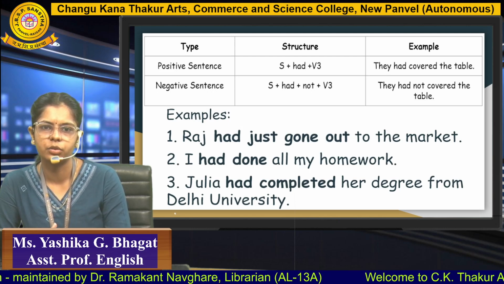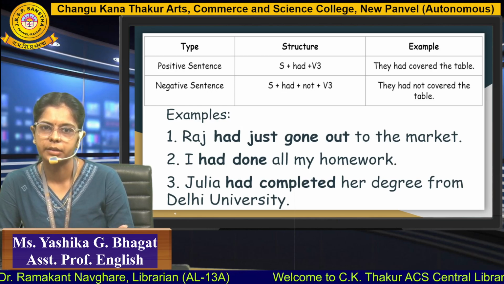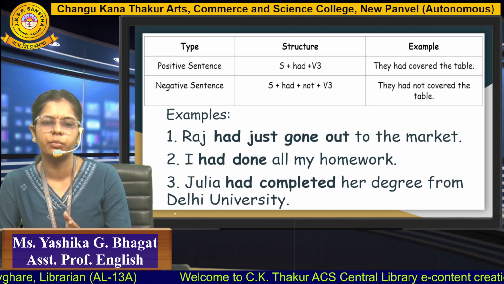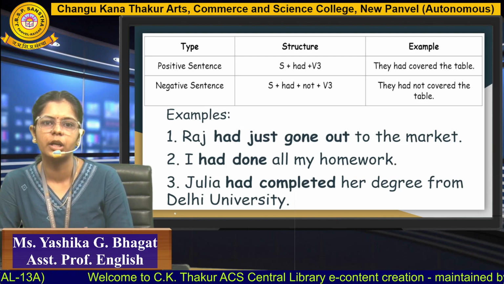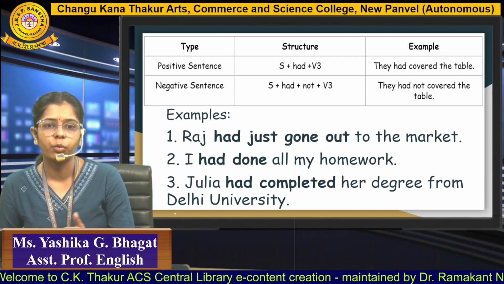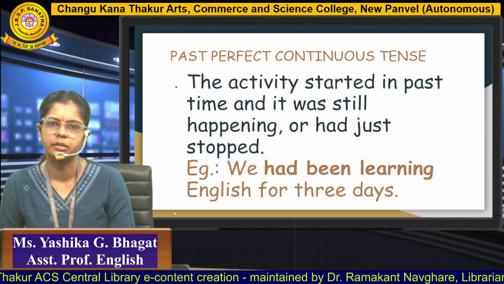When I add a sentence to this, it makes sense that when the teacher asked for the homework, which is in the past tense, my work was already done. The action was complete. So we are classifying this under the past perfect tense. And the last example, Julia had completed her degree from Delhi University. Her degree was already complete. The action is complete but in the past tense.